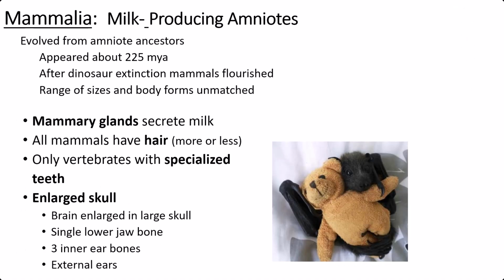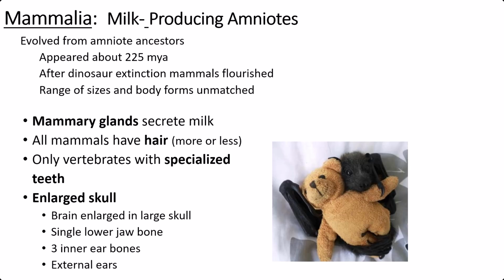So that brings us to the mammals, which are the milk-producing amniotes. They appeared about 225 million years ago, and after the dinosaurs went extinct, mammals really flourished, and they had adaptive radiation where there's just this huge range of sizes and body forms in mammals. They have mammary glands that secrete milk. Mammals, particularly terrestrial mammals, have hair. They have specialized teeth and they have an enlarged skull. So there's an enlarged brain that fits in that enlarged skull. We have a single lower jaw bone and 3 inner ear bones and external ears.